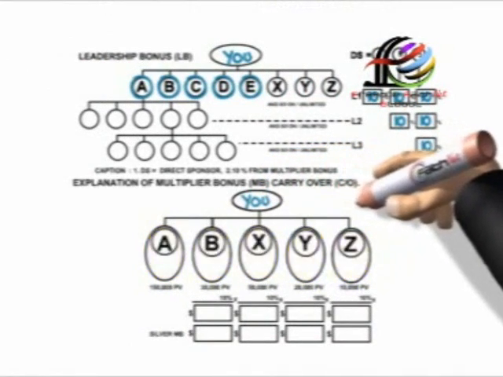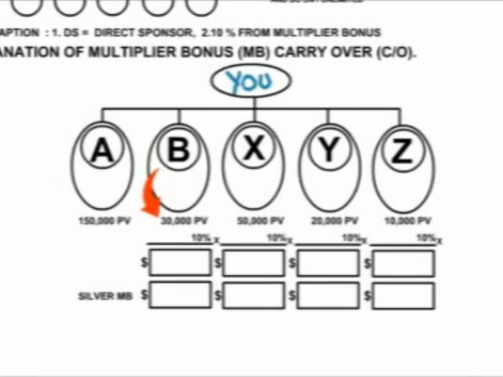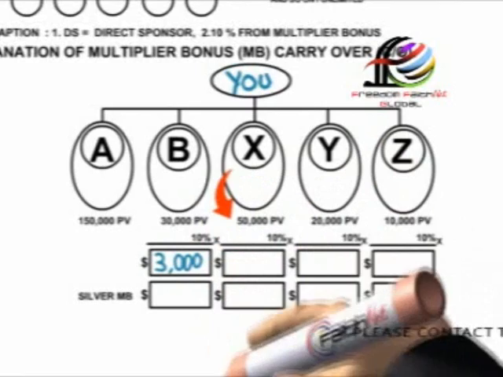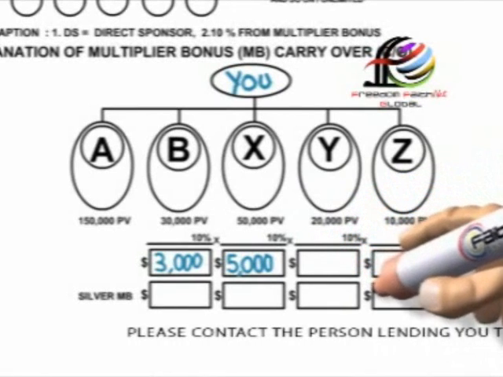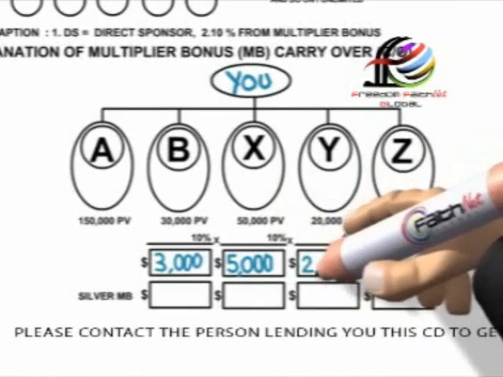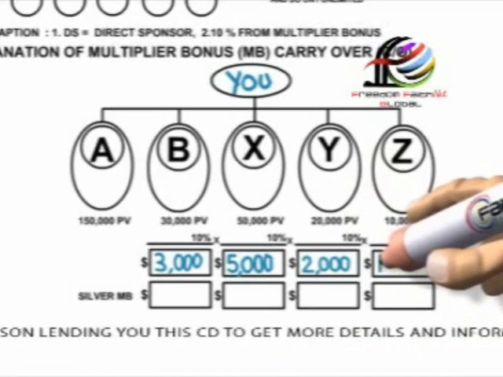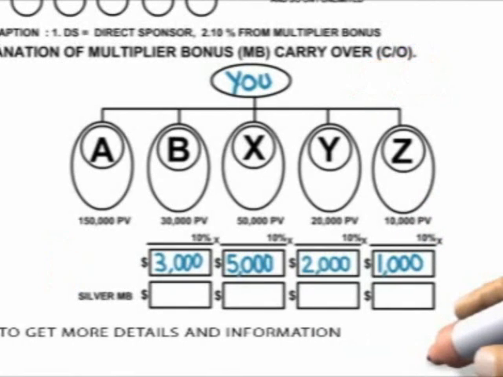Back to the example. You introduce A, B, X, Y, and Z. You have 5 legs. If your total volume from A group is 150,000 PV and from B group is 30,000 PV, then you get 10%, which is $3,000 from B group, plus 50,000 PV from group X. You get 10%, which is $5,000, plus 20,000 PV from group Y. You get 10%, which is $2,000, plus 10,000 PV from Group Z, you get 10%, which is $1,000.